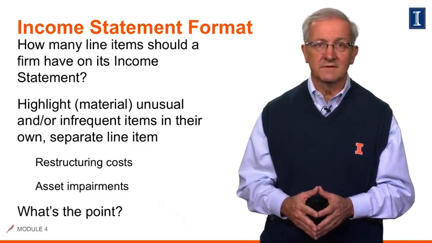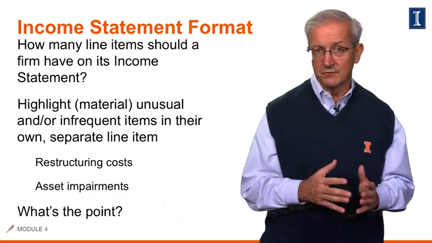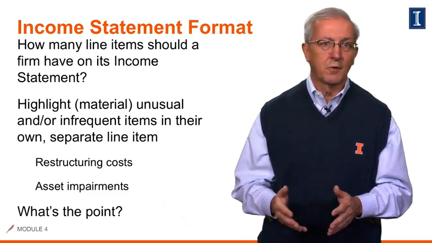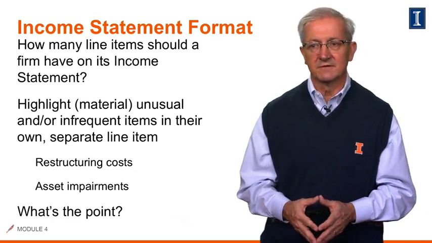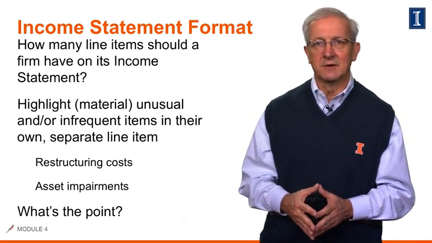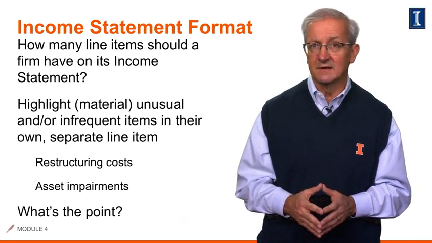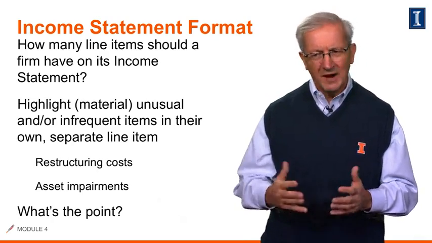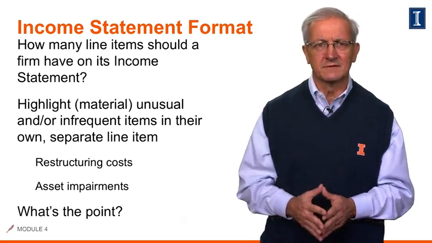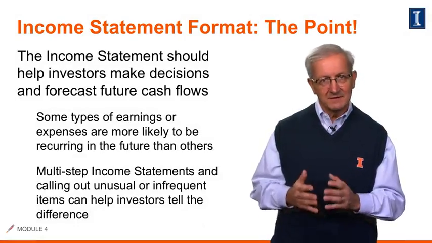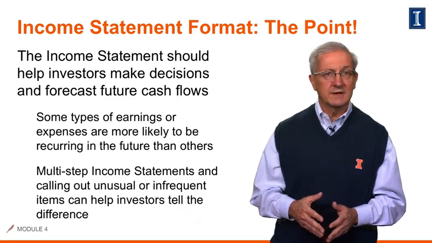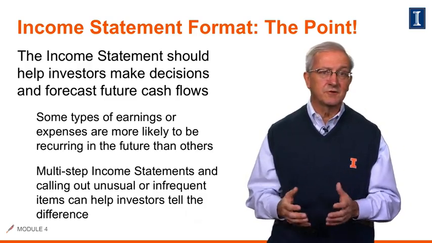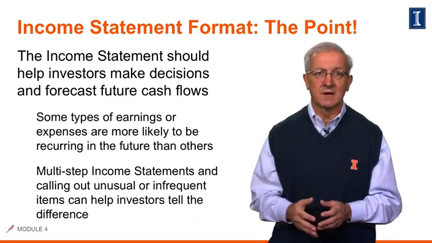As previously discussed, it's very important to highlight these unusual or infrequent items in their separate line item on the income statement. First of all, restructuring costs, we've discussed that previously. And second, asset impairments, which is where any long-lived asset should be reduced if there's a significant impairment in its value. So why do we do this? I mean, really, what's the point of this? Well, the point is that by separating these types of unusual items, we can help our readers of the financial statements make better decisions. And also, they do a better job of forecasting the future cash flows of the company.